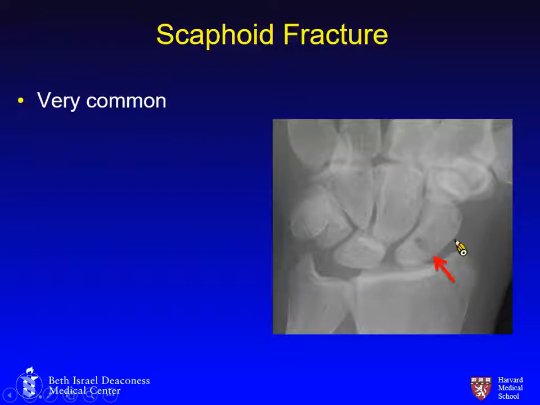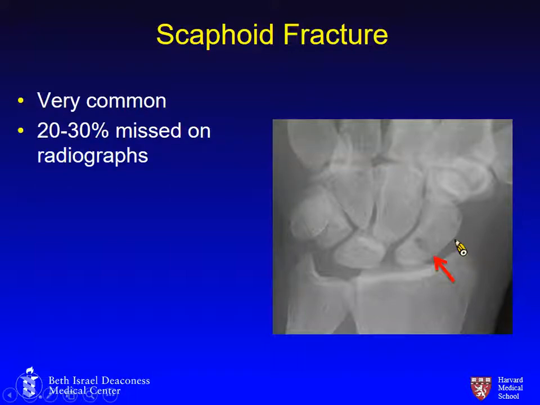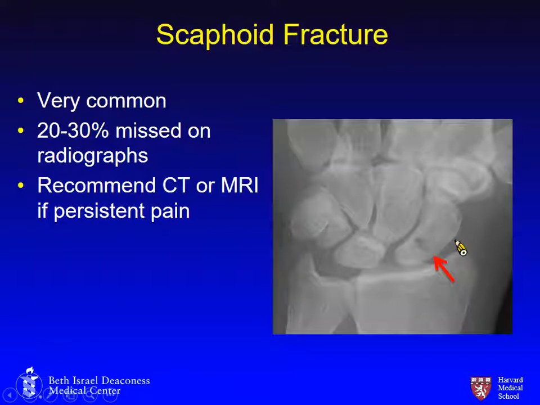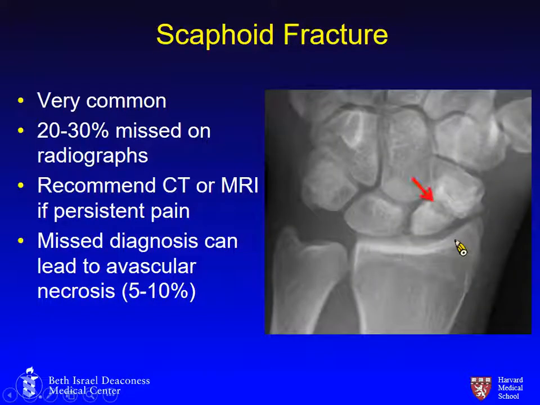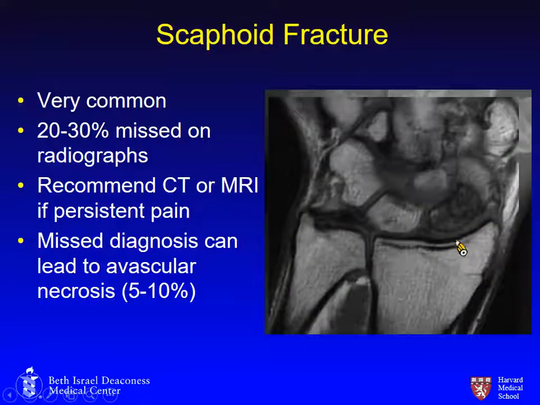Scaphoid fractures, very, very common. We miss about 20 to 30% of these on radiographs. You want to recommend a CT or MRI if you have persistent pain. The major issue with this, if you miss it, is that it can lead to avascular necrosis. Like in this case, you have a fracture there, increased sclerosis of that proximal pole. On the MRI, you can see sclerosis within that area compatible with avascular necrosis.